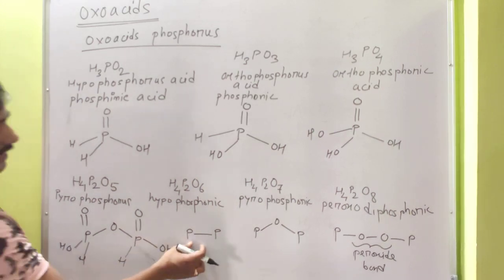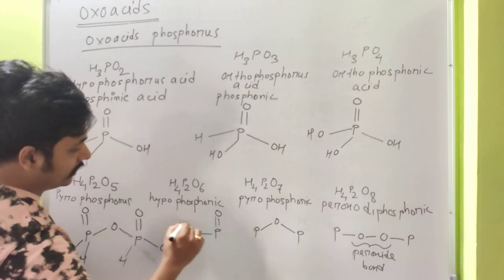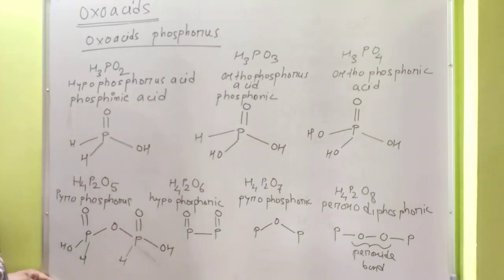Next, in this case, again double bonded oxygen, double bonded oxygen. Now we are left with 4 oxygens. That means 2 OH bonds.